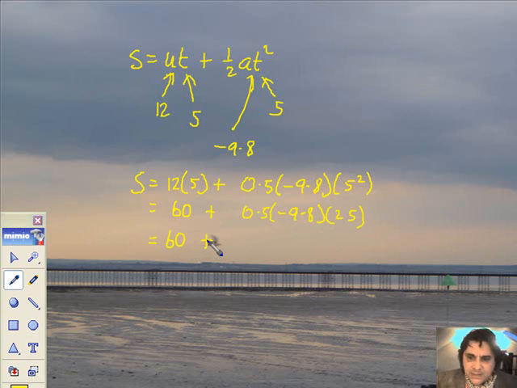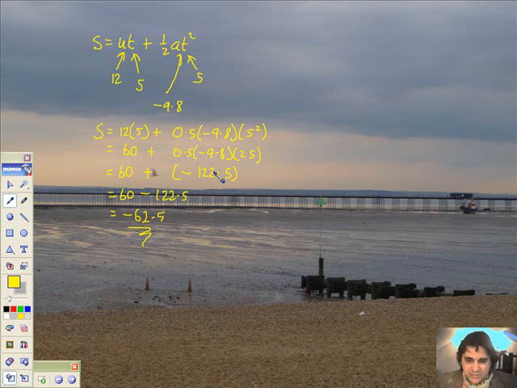I'm in my exam now, so let's just work it out. 0.5 times minus 9.8 times 25 equals, that's a negative answer, and that's minus 122.5. Now I just do the sum. 60 plus minus 122.5, in other words, 60 take away 122.5. So I'm going to do that right now. Bam. That gives me minus 62.5. And that's that one.